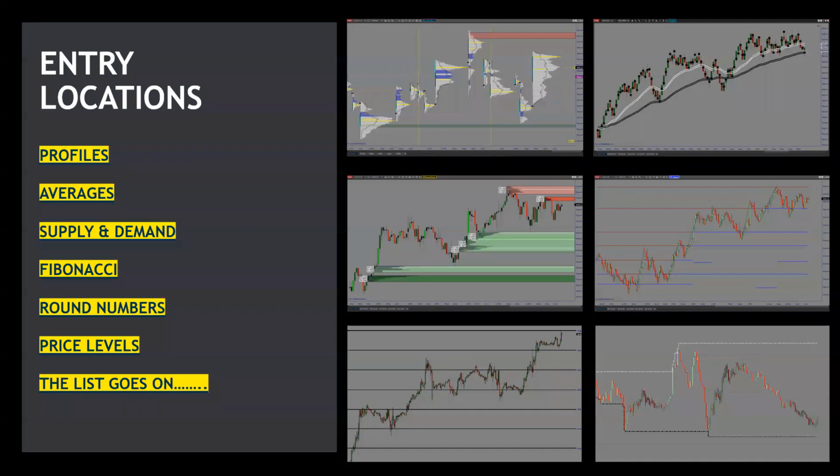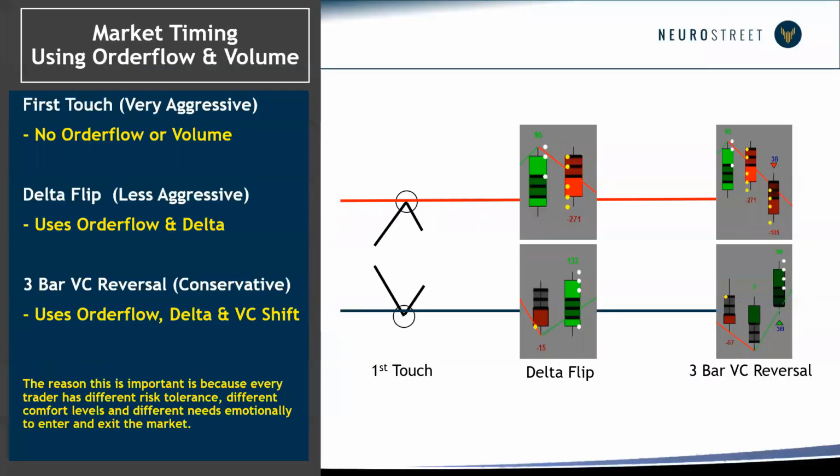So the way that I can do that for you is I can take the order flow and I can take the volume and I can help you understand how to merge them. So the way I look at market timing is very straightforward. Market timing, using order flow and volume.